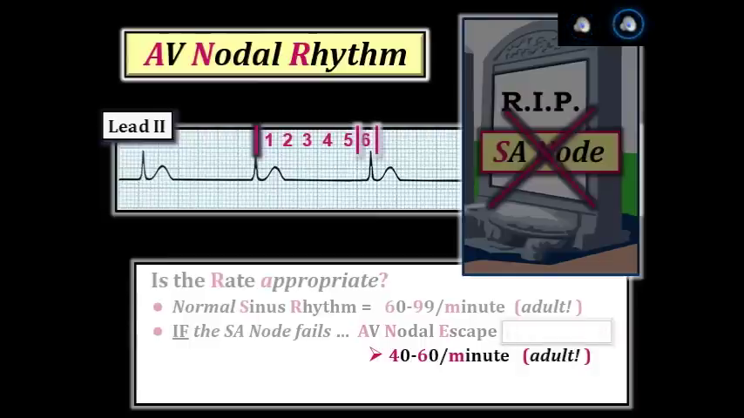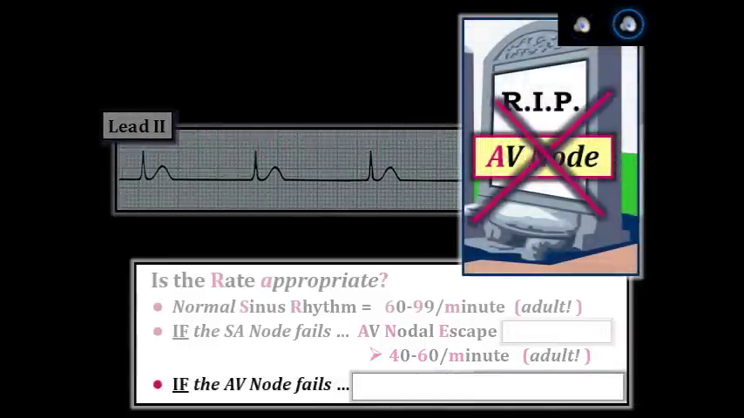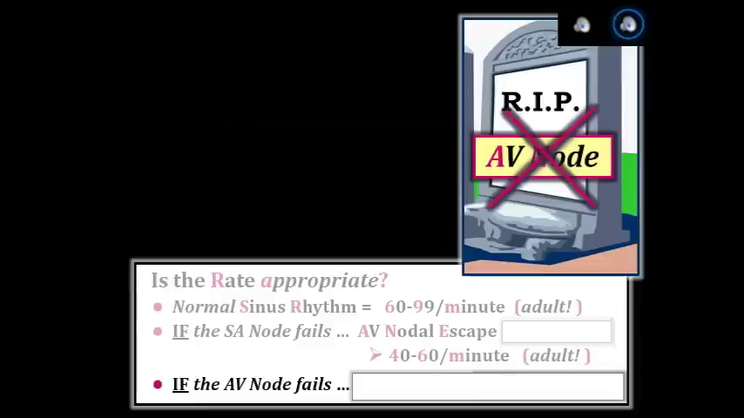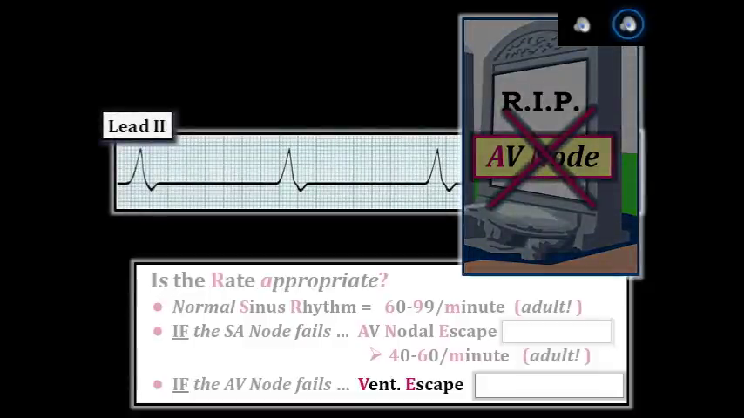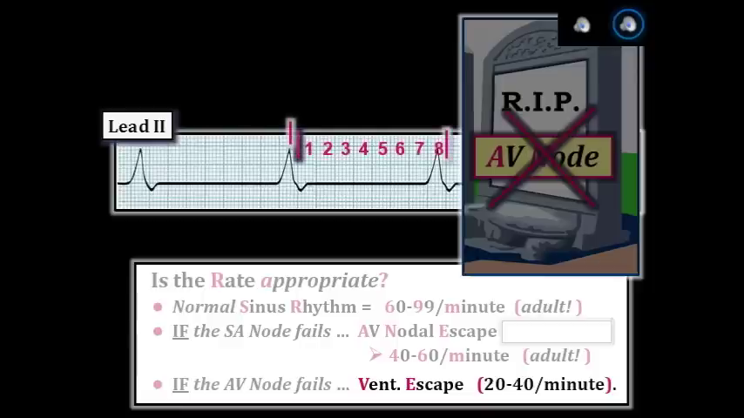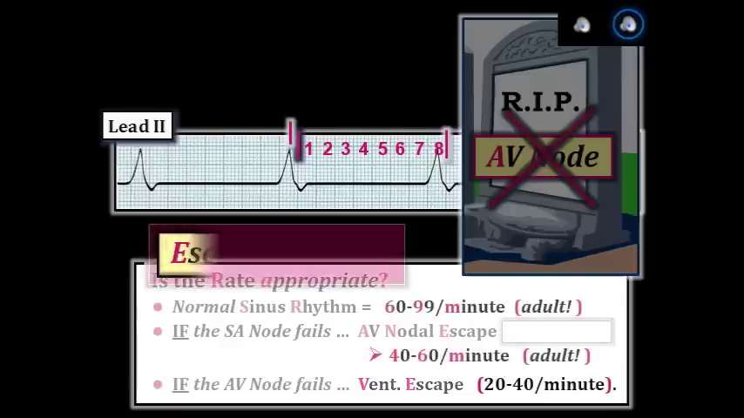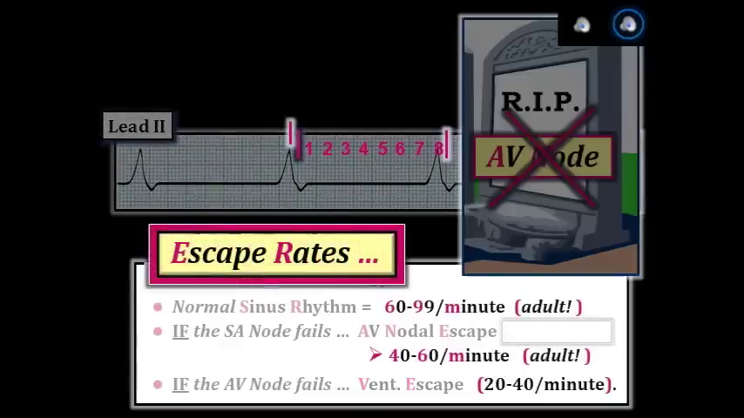But what if the AV node also fails? In this case, we have to hope that a lower focus will come to the rescue with an escape rhythm, because if it doesn't, the resulting rhythm might be asystole. So if the AV node fails, we hope for emergence of a ventricular escape rhythm, which in adults will typically manifest a wide QRS complex with an escape rate of between 20 to 40 per minute, as it does in this example. These escape rate ranges are important to remember.